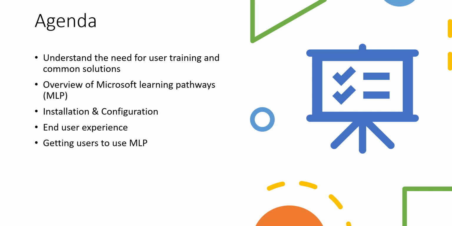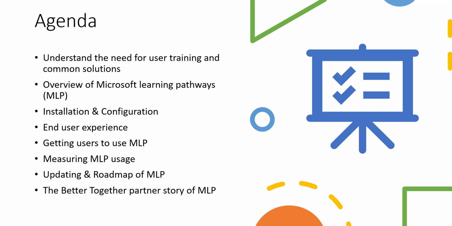getting users to the Microsoft Learning Pathways content, because if you can't get them there, obviously there's no point in doing any of that, measuring the Microsoft Learning Pathways usage, updating and the roadmap of Learning Pathways. So how do you keep things updated? How do you configure and install a new version of it? The Better Together partner story of Microsoft Learning Pathways.